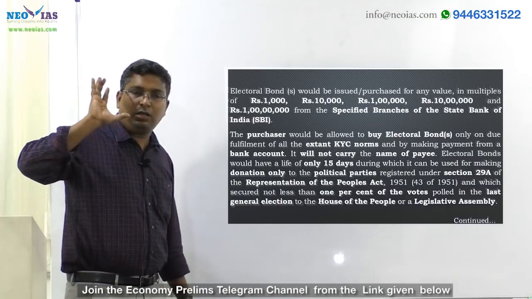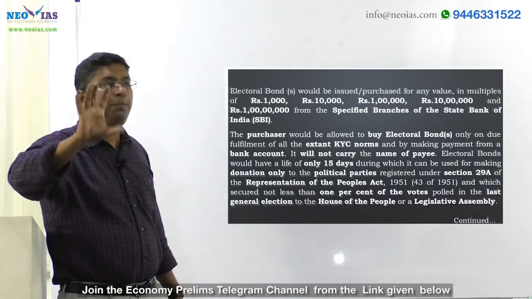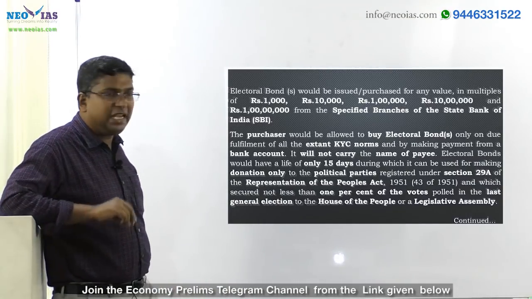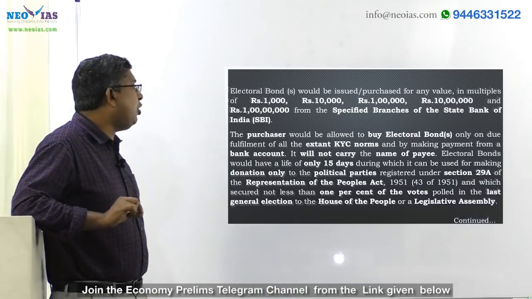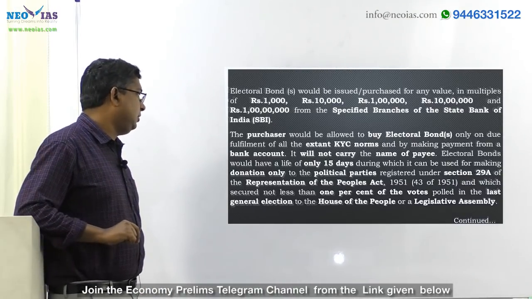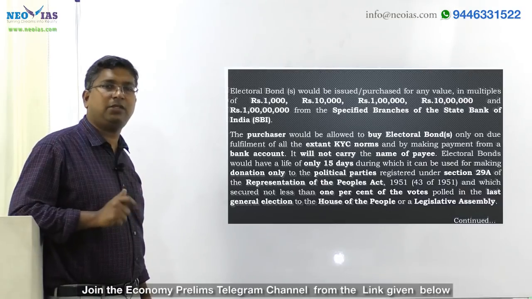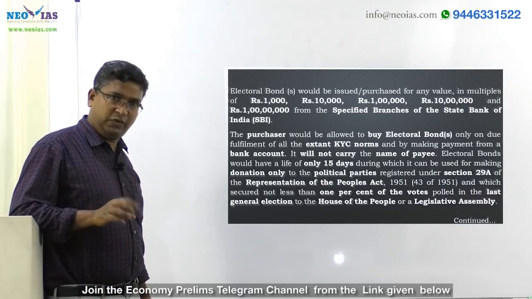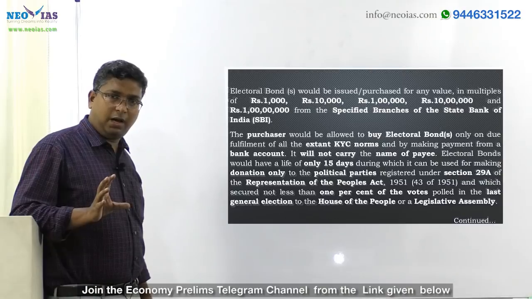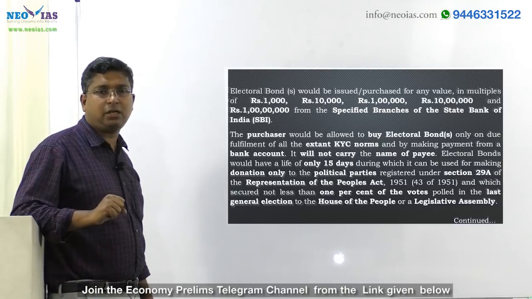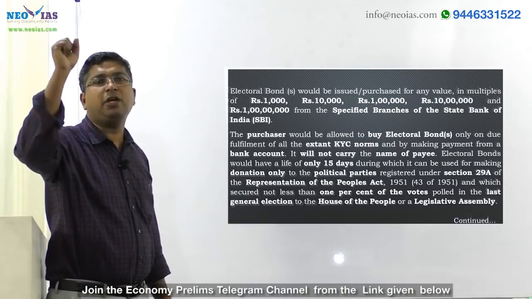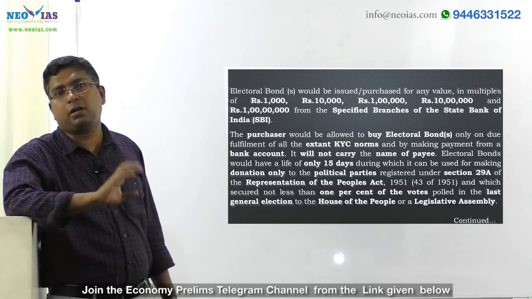The bond will not mention the name of the payee, and it will have a validity of 15 days. So within 15 days after purchasing the electoral bond, it should be given by the purchaser to the political party's bank account.